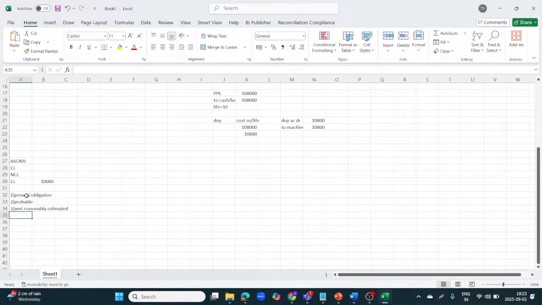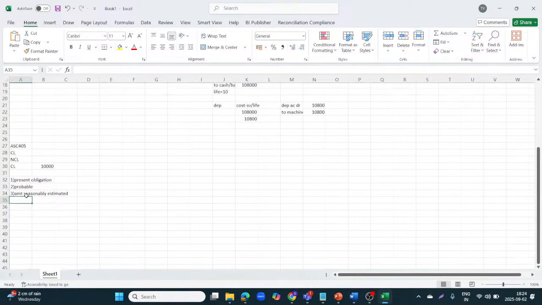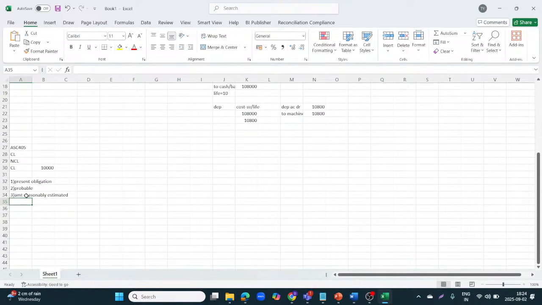Then what are the disclosure requirements? How will you disclose it? The liability disclosure is essential for transparency. For disclosure purposes, you need to disclose the nature and amount of the liability.